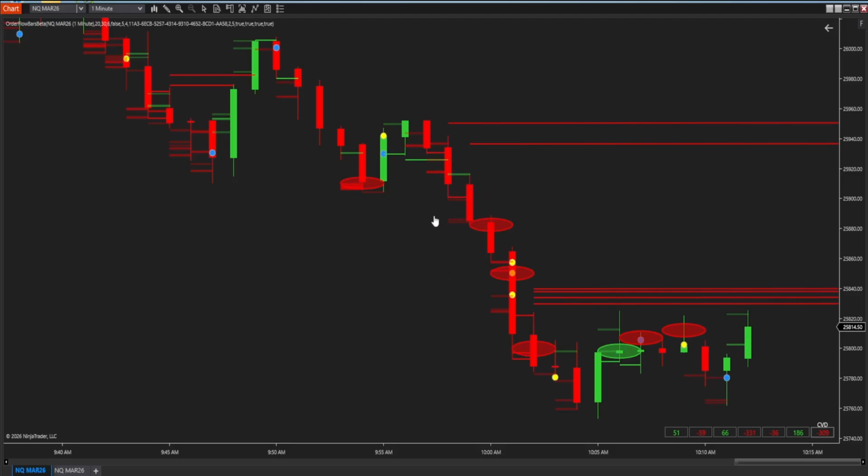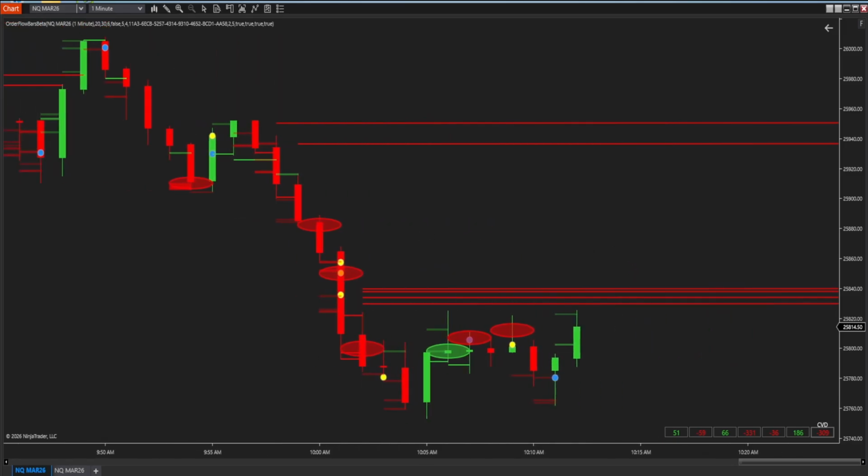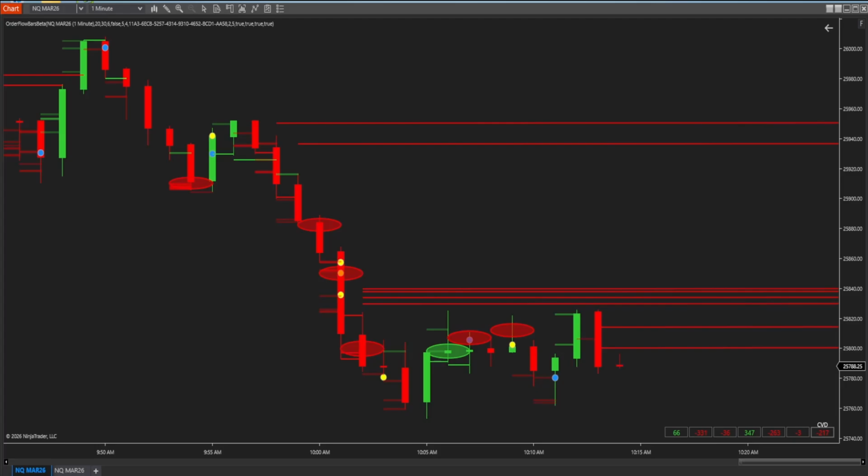But what I like to do is see large sell orders like this right here, a lot of large selling orders, and then at least two or more sell imbalance areas, and then you can go ahead and jump in. Now let's go ahead and just run through this at 100x speed.